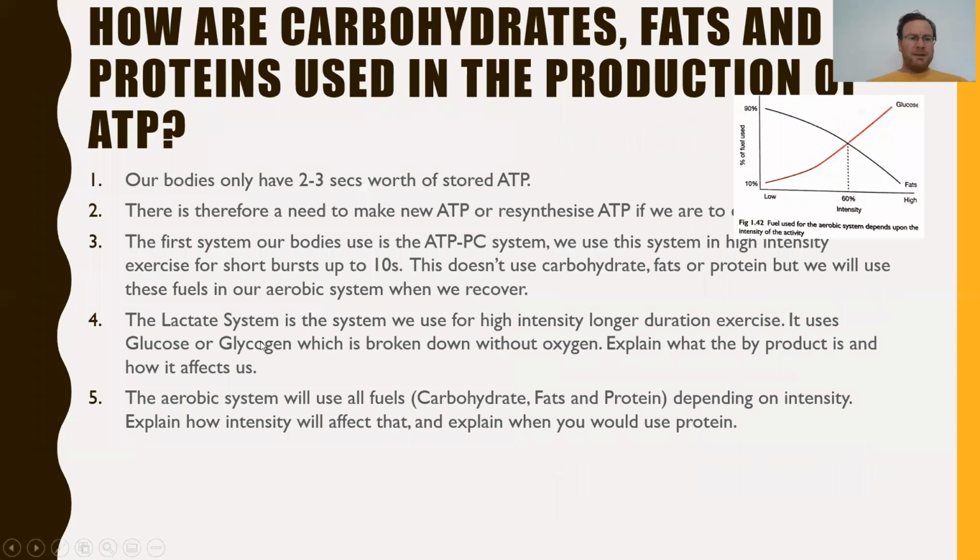So this is just a quick pause now. This is to fill out your workbook. You're asked to describe how carbohydrates, fats and proteins are used in the production of ATP. I've just given a little outline, and again, just pause this presentation when you come to it.